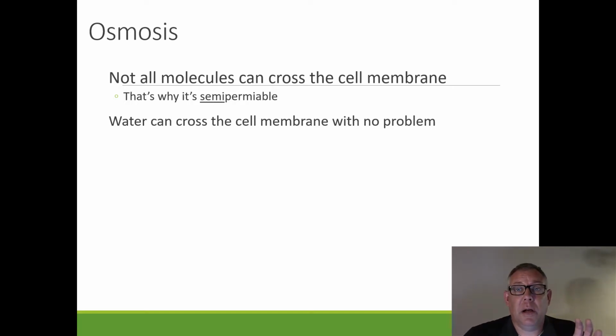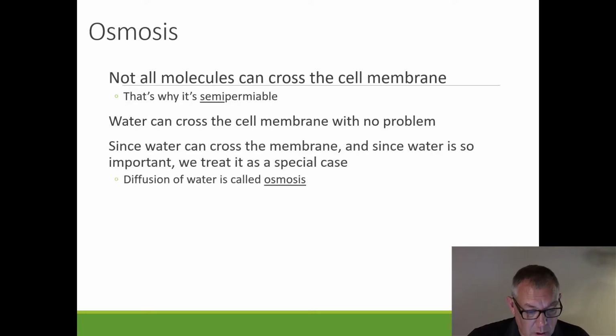And so we talked about some molecules that are able to diffuse and cross the membrane and get into the cell, and other molecules can't. But one molecule that can get into the cell pretty easily is water. And so water can sort of move across that cell membrane pretty easily. And since it can cross the membrane, and since water is so critical to all kinds of reactions, and it's just so critical to life, we treat it as a special case.